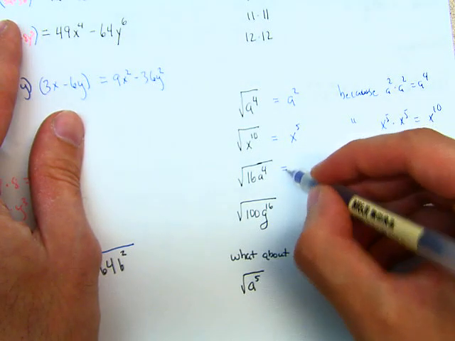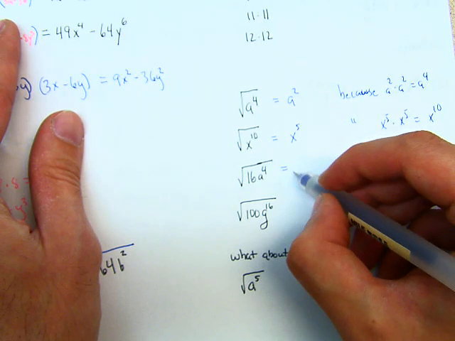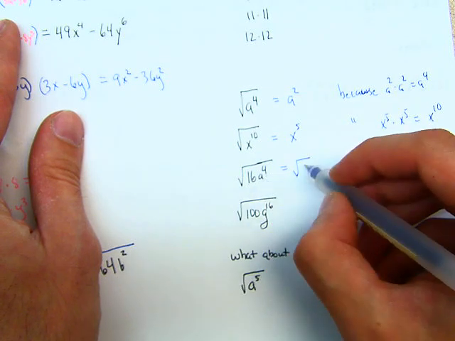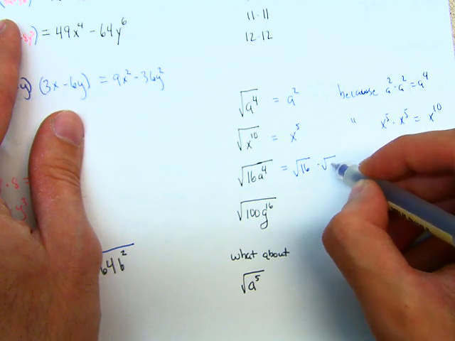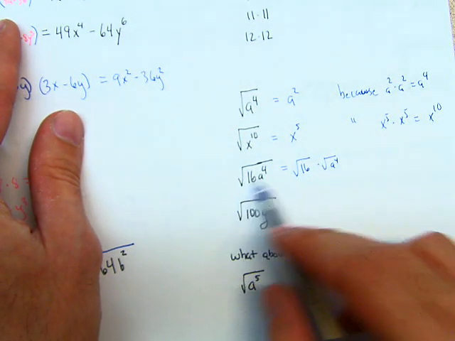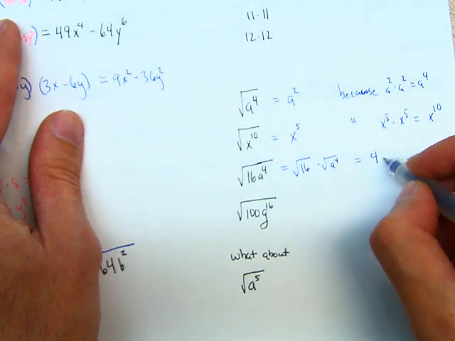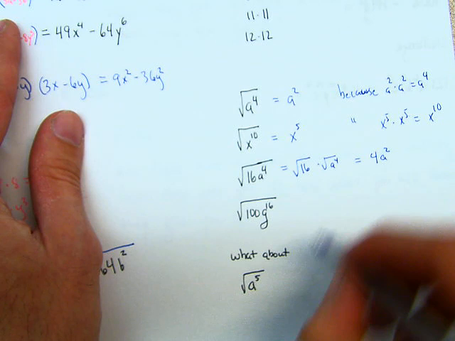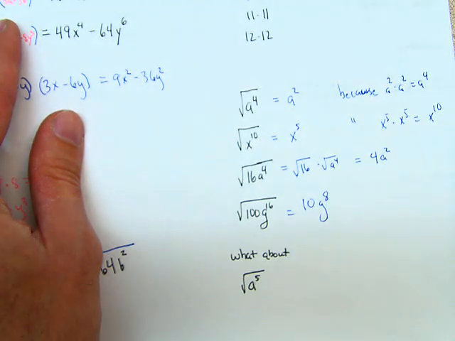What about this one? Well, let's see. We'll talk about it soon, but the square root of 16a to the 4th is the same as the square root of 16 times the square root of a to the 4th. Okay? These two are equivalent. So that's just equal to 4 times a squared. What about this one? This would be 10g to the 8th.